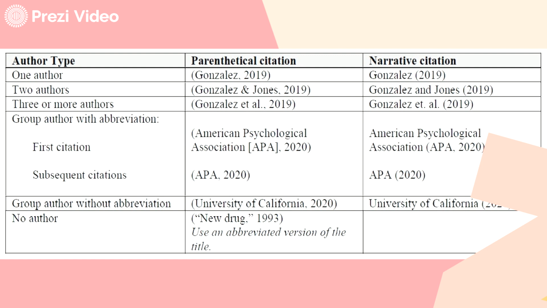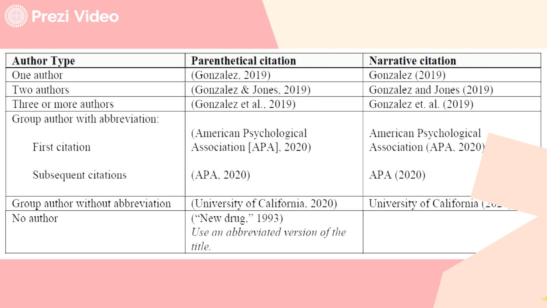Okay, so we begin with the in-text citation format. Now, as you can see, there are 2 types of in-text citations. We have parenthetical citation and the narrative citation. What's the difference? When we say parenthetical citation, this is when the surname and the date are found inside the parentheses. Parenthetical citations are usually found at the end of a statement.